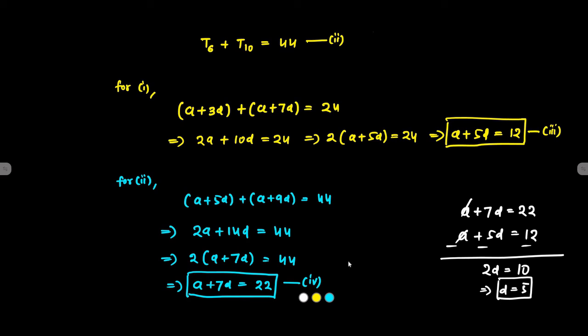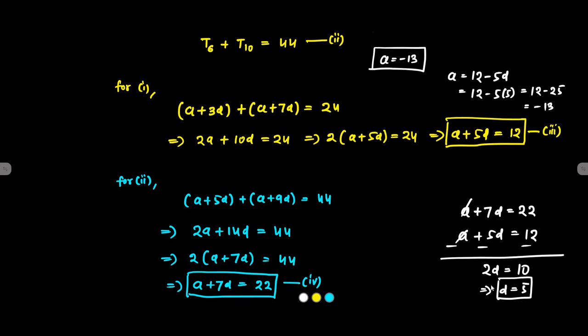Now we'll put this value here in equation 3. So that implies A is equal to 12 minus 5D, which is 12 minus 5 into 5, equal to 12 minus 25, which is equal to minus 13. So we have the first term equal to minus 13 and the common difference equal to 5.